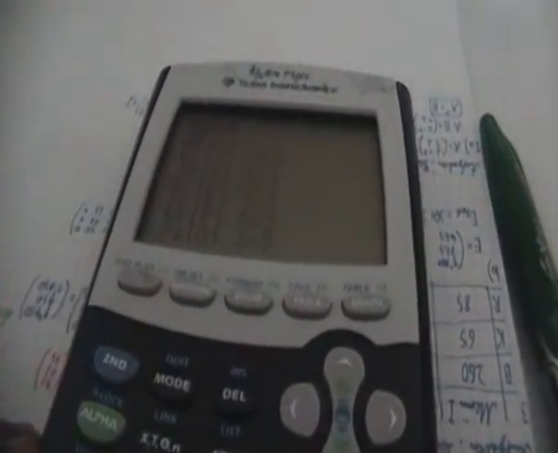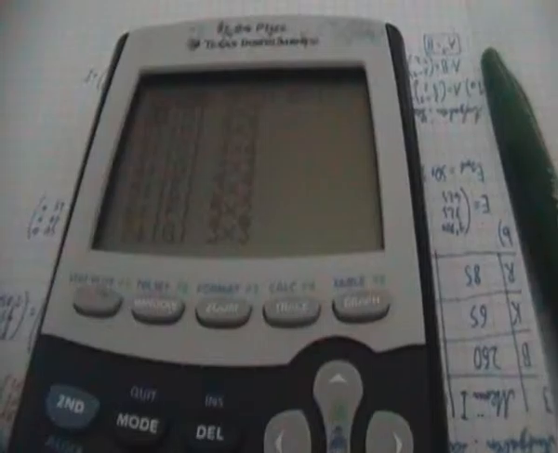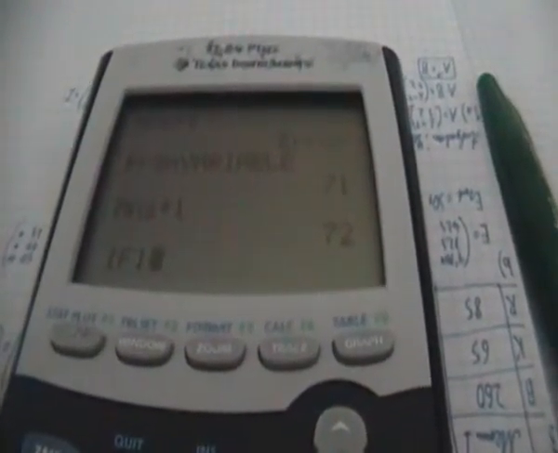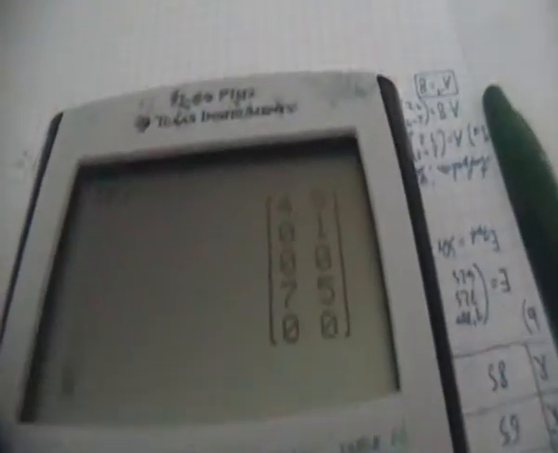And it was the matrix 6. So you take 6 and press enter, and you see the matrix.